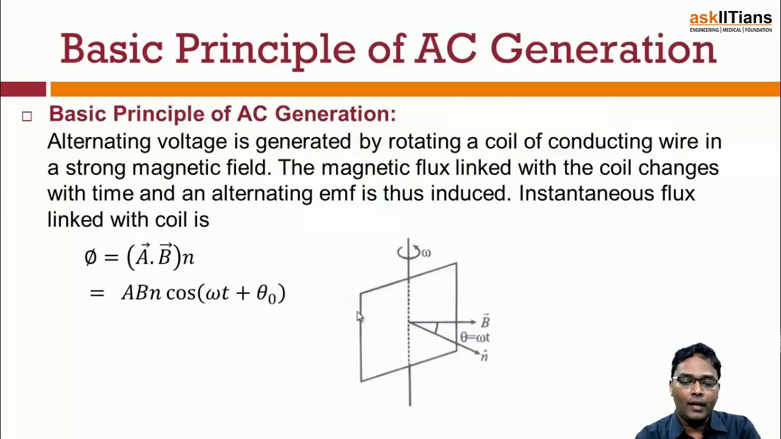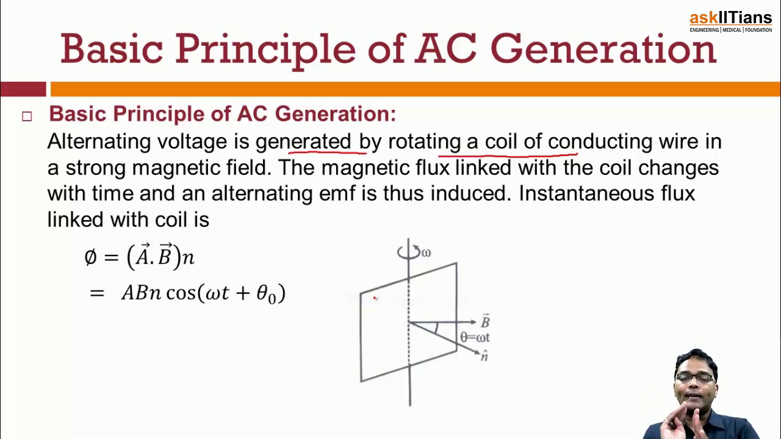Okay, now if we go further, we talk about the basic principles of AC generation. How exactly can we generate alternating current? Alternating current or alternating voltage is generated by rotating a coil of conducting wire. Let me put it precisely. You just take a rectangular coil and rotate it, such that the magnetic field has a particular direction.